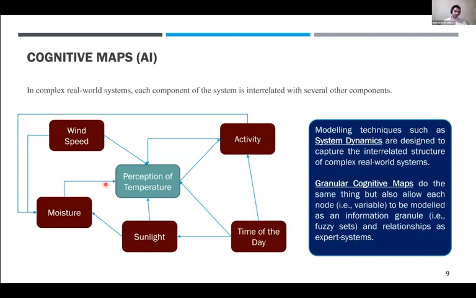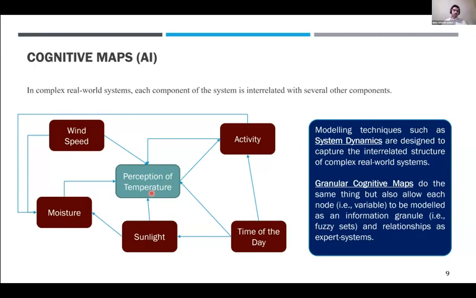And in theory, it's very simple. All of these links are simple statistical analysis. One regression analysis between, for example, wind speed and moisture tells us what kind of concept I should consider. Then we do a lot of data processing, collecting a lot of data and seeing how the moisture and perception of temperature affect one another, or how the combination of wind speed, moisture and sunlight affects the perception of temperature. And the beauty of the granular cognitive map is that it allows us to represent each of these, rather than with hard numbers, with those subjective states that I was talking about in the last slide.